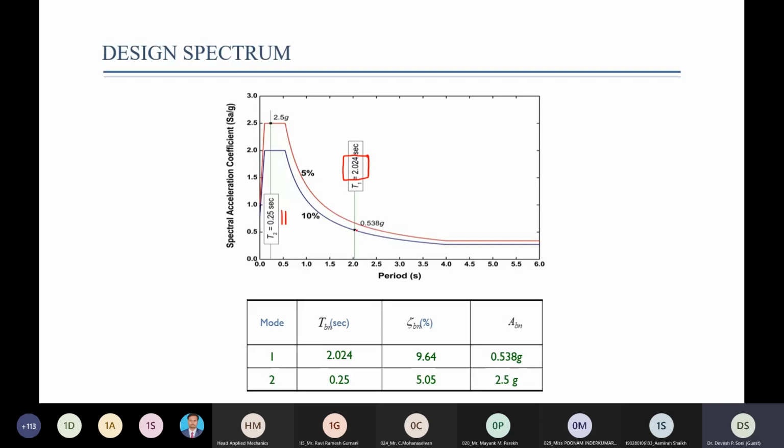Now, corresponding to the 2.024 time period, we have chosen this blue colored graph, because the blue colored graph is drawn for 10% damping, and you know in the first mode the damping is 9.64%. Therefore, we have used the corresponding graph. In the second mode, the modal damping ratio is 5%, so we will be using the red colored graph for the second mode. Looking at this blue colored graph, the spectral acceleration at time period 2.024 seconds is 0.538 times gravitational acceleration. It is shown here. And for T2 equal to 0.25, the spectral acceleration is 0.25 g. These values will be utilized later.